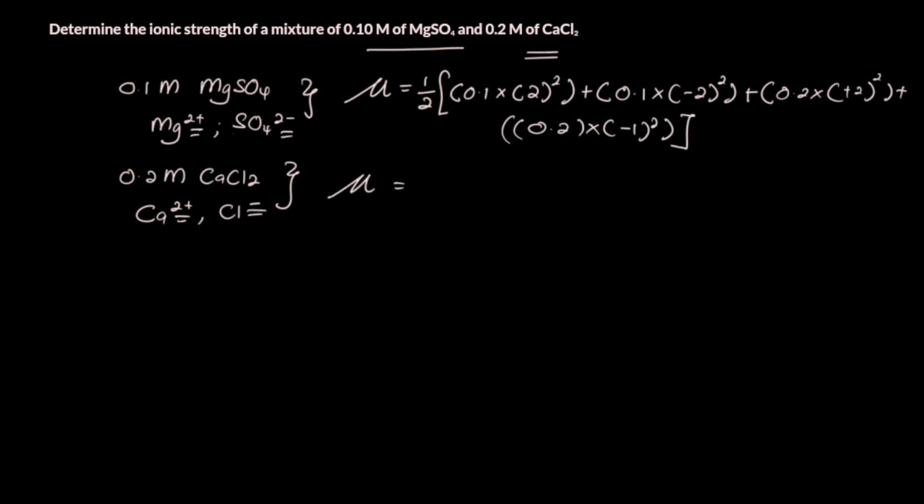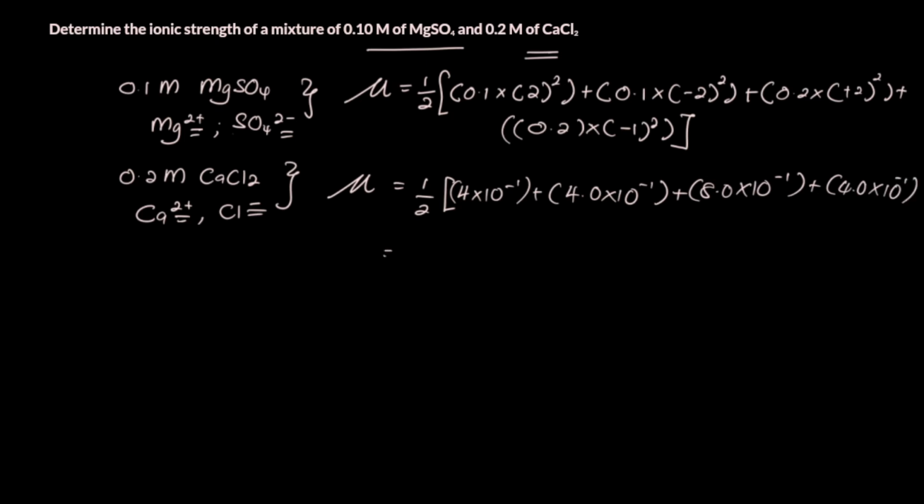Right, so you will get the ionic strength is equivalent to 1/2 times 4 times 10 to the power of -1 plus 4.0 times 10 to the power of -1 plus 8.0 times 10 to the power of -1 plus 4.0 times 10 to the power of -1. Therefore, you get 1/2 times 2.0, so you will get the ionic strength is 1.0 molar. So this is the final answer for the third question.